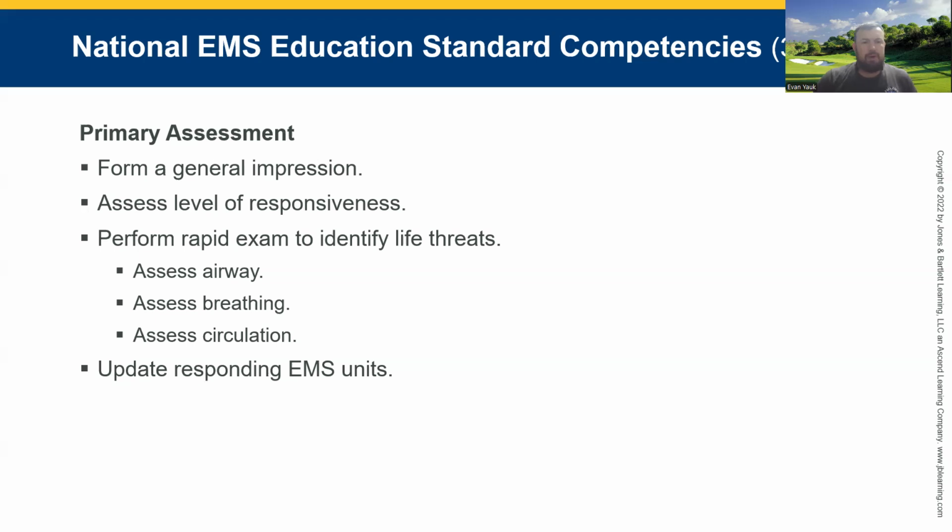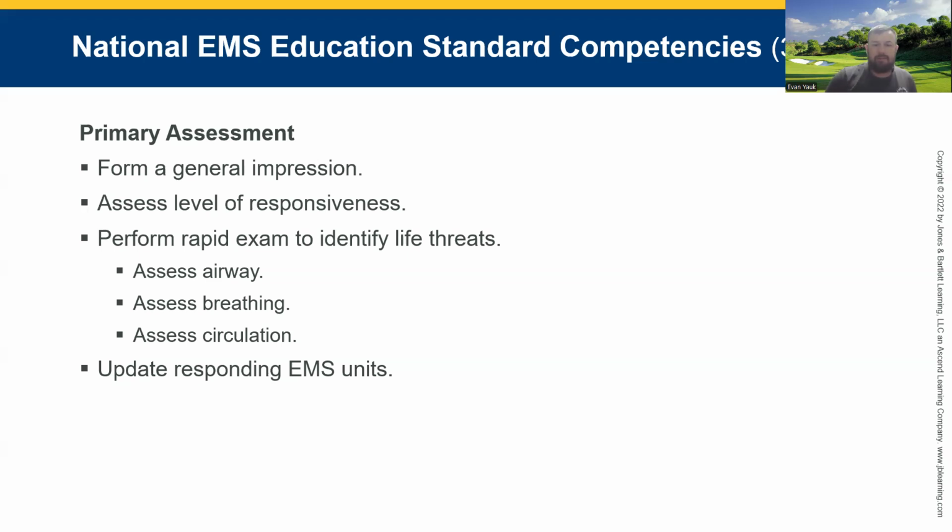Then we move on to our primary assessment, and we're going to form a general impression. So the general impression: what do I see? I walk into a house and I see an 85-year-old woman lying on the floor, her walker on the ground beside her. My general impression: I have an 84-year-old female who fell while using her walker. That's what I see.